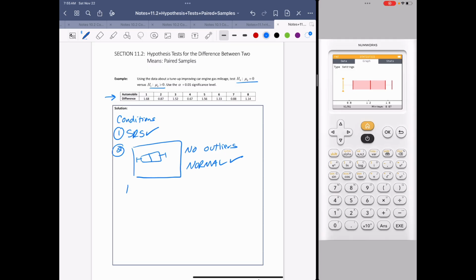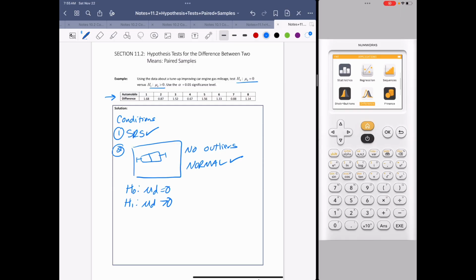check. They gave me my H0, mu of D is 0. My H1, mu of D is greater than 0. I'm going to go to my tests. I'm going to do my inference. I'm going to go all the way back. I'm doing one mean this time. I'm doing a t-test. My H0 is mu is 0. There's no difference. My alternate is, yeah, there's a difference. It's now greater than 0. The difference is greater than 0. So the tune-ups made a difference. It made it better. I'm going to use a data set.